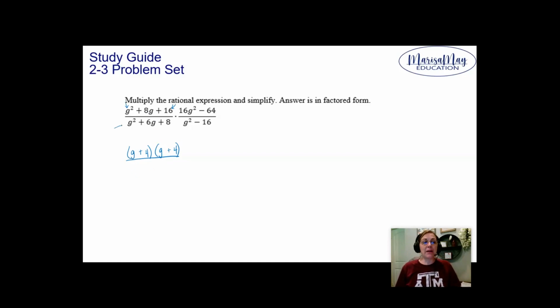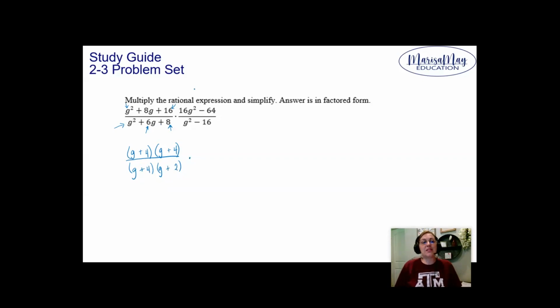Now let's do the bottom left then. Again, I know it's going to be two parentheses. What multiplies to give me g to the second? That's g and g. What multiplies to give me 8, but adds to give me 6? So add that extra layer in there. It's going to help you speed up your factoring. What multiplies to give me 8, but adds to give me 6 has got to be 4 and 2.